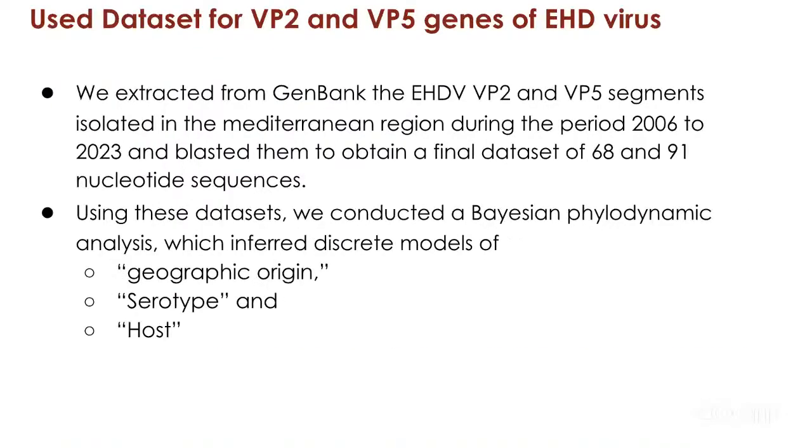So what we have done, as for the other virus, we extracted from GenBank the VP2 and VP5 segments that were isolated in the Mediterranean regions from the period 2006 to 2023, and blasted them to obtain a final data set of 68 and 91 nucleotide sequences. For these data sets, we conducted Bayesian phylogenetic analysis, and we inferred discrete models from geographical origin, serotype, and host.